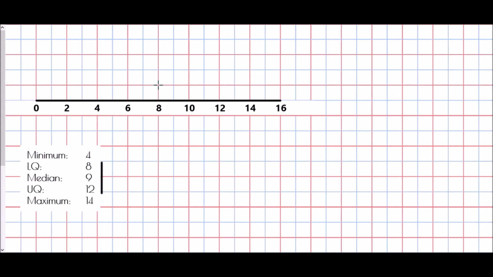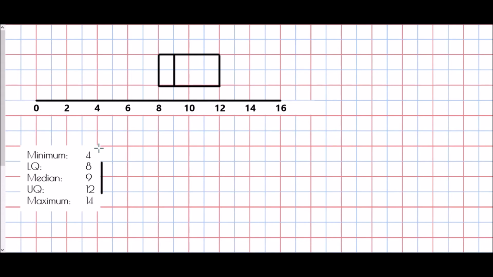So the lower quartile was 8, so I'll draw a line at 8. The median was 9, so a line at 9, and the upper quartile was 12. Now, those 3 values are the key values for a box plot, and so we join them together, and what we create is a box. And that is where the name comes from, because we have a box for the interquartile range of the data.